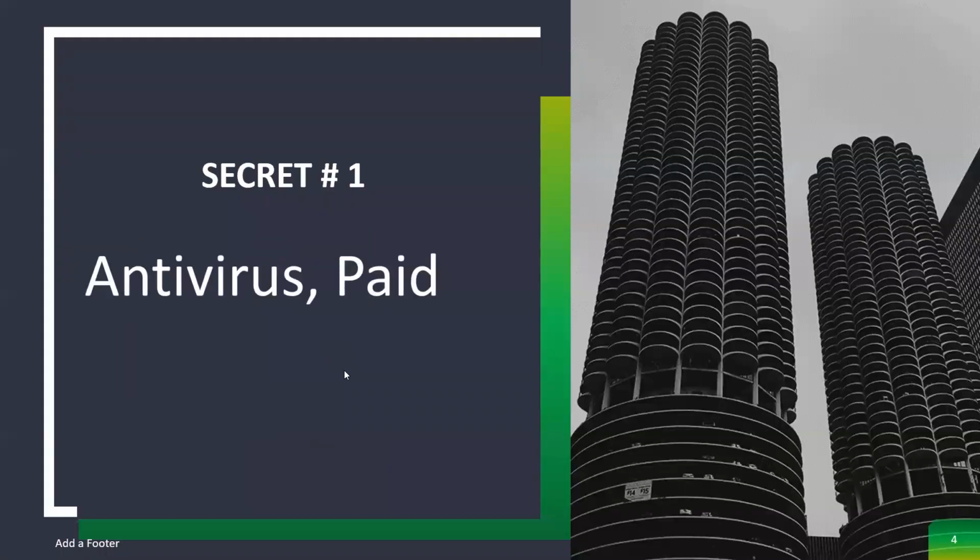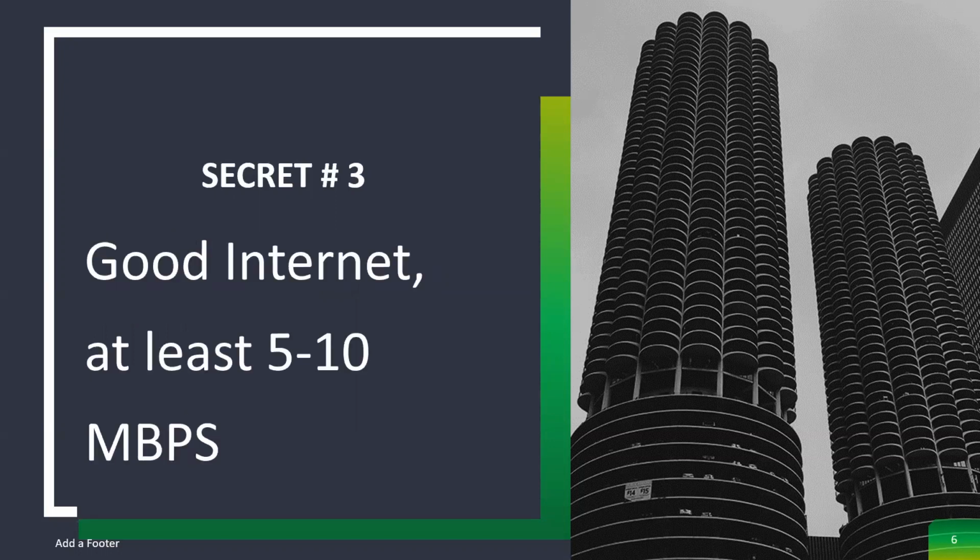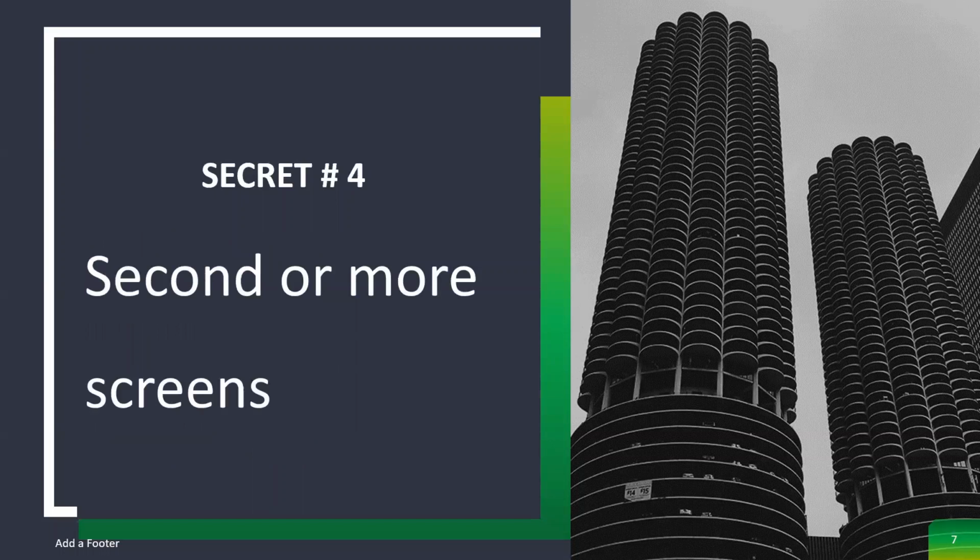Secret 1, have an antivirus, a good antivirus program. Paid version. Number 2, go for an i7 with a solid state hard drive. Number 3, have a good internet connection. Number 4, have at least 2 or more screens.